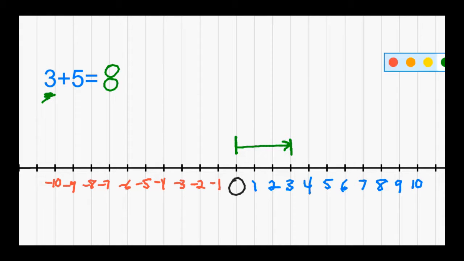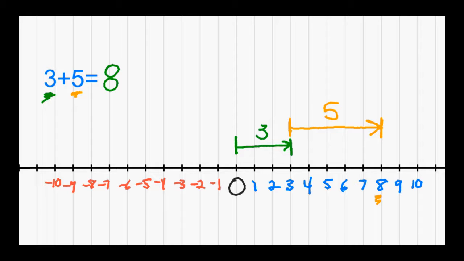Now we need to go ahead and model positive 5. For positive 5, we start where we left off at 3, and we count up 5 spaces: 1, 2, 3, 4, 5. Then we draw our arrow, and it ends at 8, which is our answer. So we modeled positive 5 for our second line, and positive 3 for our first line. This is the way our number line model looks if we have two positive numbers.